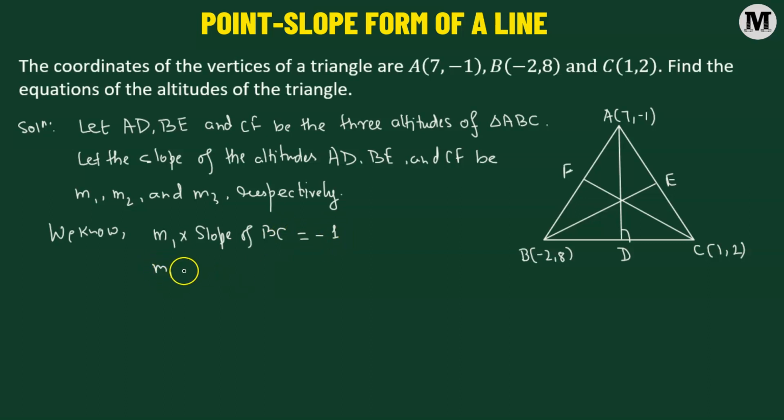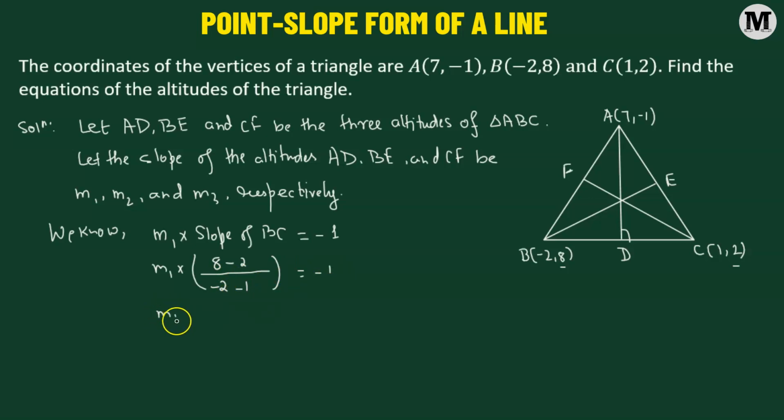Now we have M1 times the slope of BC. To find the slope of BC, all we have to do is take the ratio. In the numerator, we have the difference of the y coordinates, and in the denominator, we have the difference of the x coordinates. So let's start with the numerator first. Here we will do y2 minus y1. So we'll have 8 minus 2 in the numerator, and in the denominator, it's very important that we start from the x coordinate of B only, because in the numerator, we started out with the y coordinate of B. So we have -2, and from here, we're going to subtract the x coordinate of C, so that's 1. And this will be equal to -1.